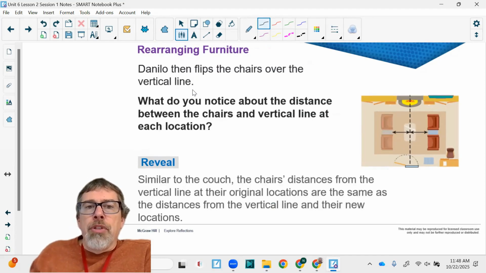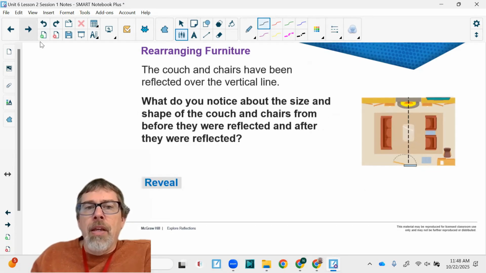So Danilo flips the chairs. What do you notice about the distance? We just did that. Similar to the couch, the chairs' distances from the vertical line at their original locations are the same as the distances from the vertical line in their new locations. Okay, so it asks what you notice about the distance between the chairs and the vertical lines at each location, and it's going to be the same, X and negative X, whatever that distance is.